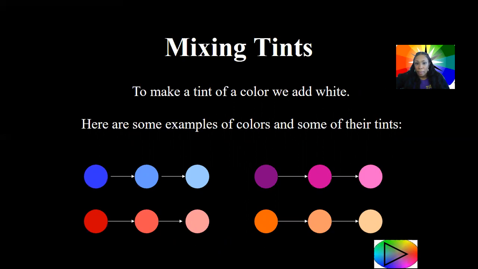Okay? So it says to make a tint of color, we add white. And here are some examples of a color with their tint. So you can see an example there of what color you mix and how it gradually gets lighter and lighter.